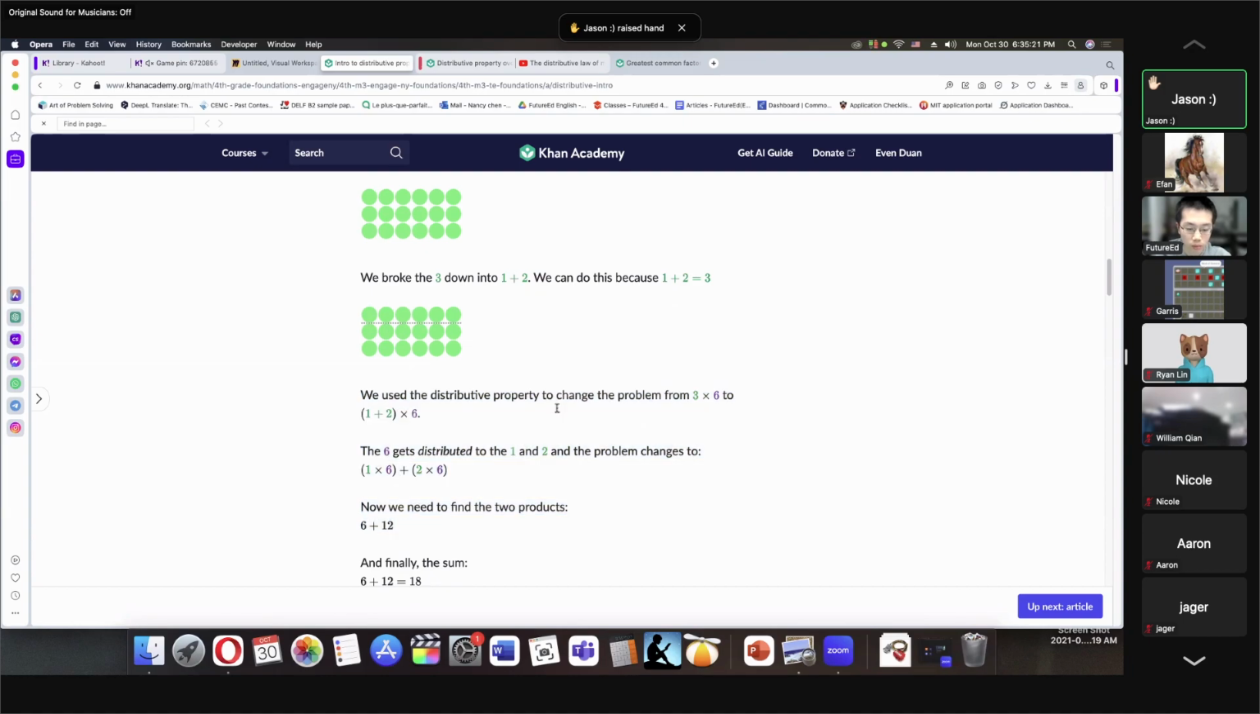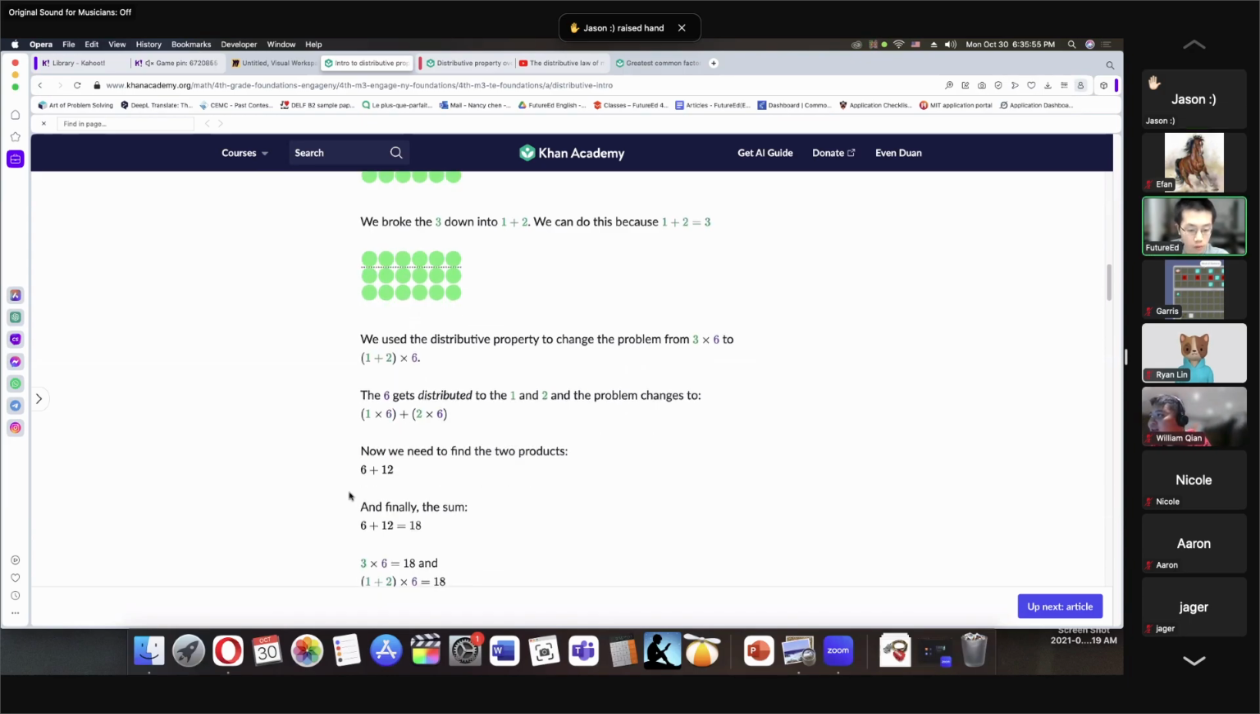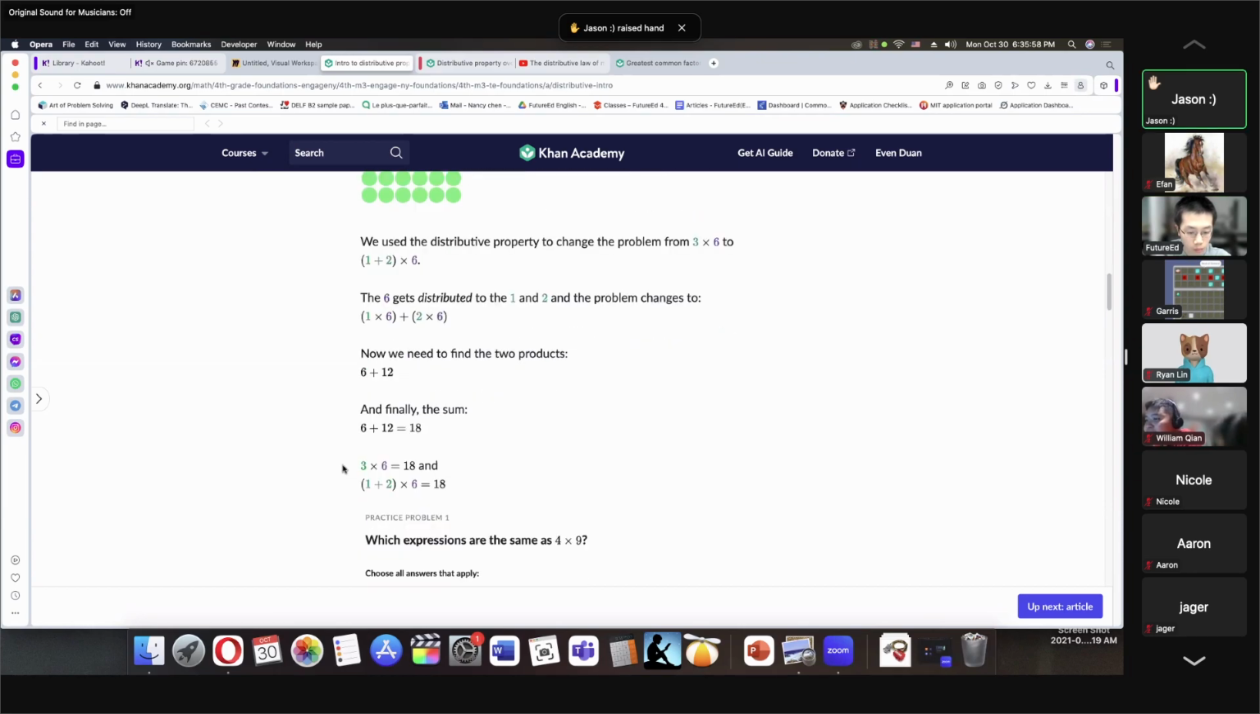We answer. Use the distributive property to change the problem from 3 times 6 to parenthesis 1 plus 2 parenthesis times 6. The 6 gets distributed to the 1 and 2, and the problem changes to parenthesis 1 times 6 plus parenthesis 2 times 6. Now we need to find the two products, 6 plus 12. And finally, the sum. 6 plus 12 is 18.